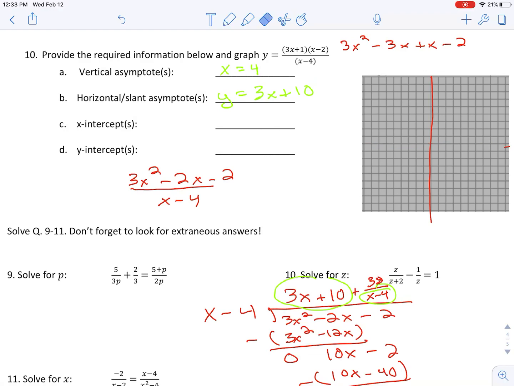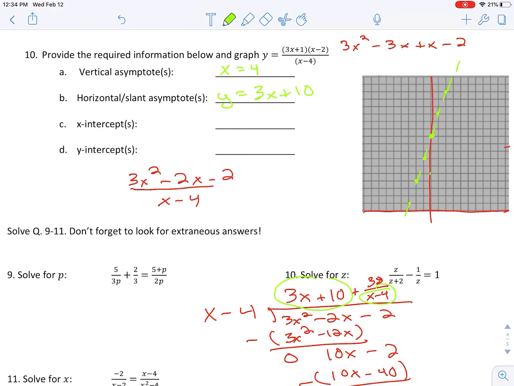10 for this, so I'm going to lower my x-axis all the way down to here, and I'm going to go up 10. There's 5, and here's 10. And then my slope is 3. Now remember, this isn't part of the graph. This is the asymptote, like this. It's cruising right through there.